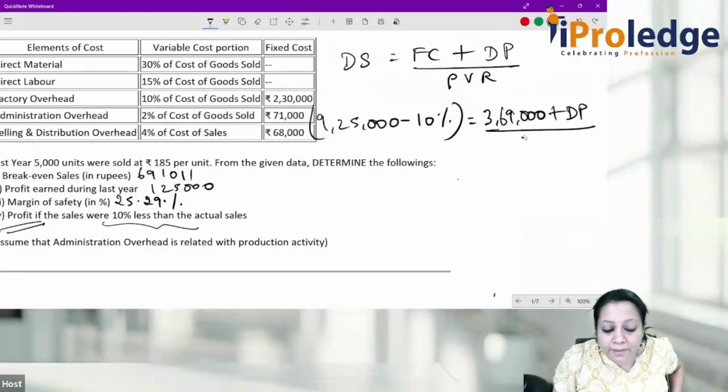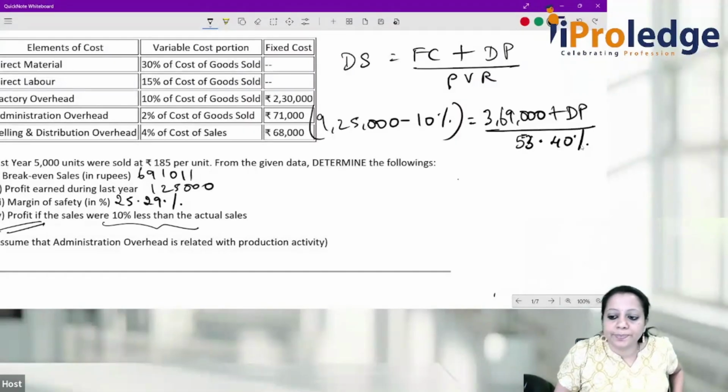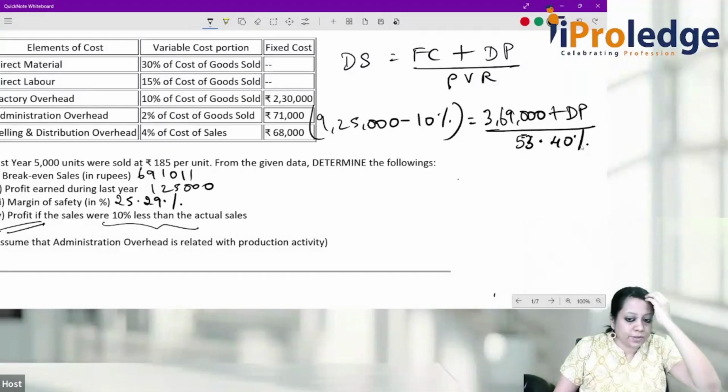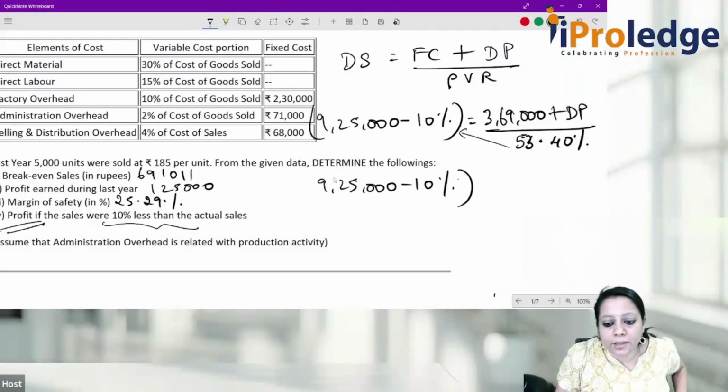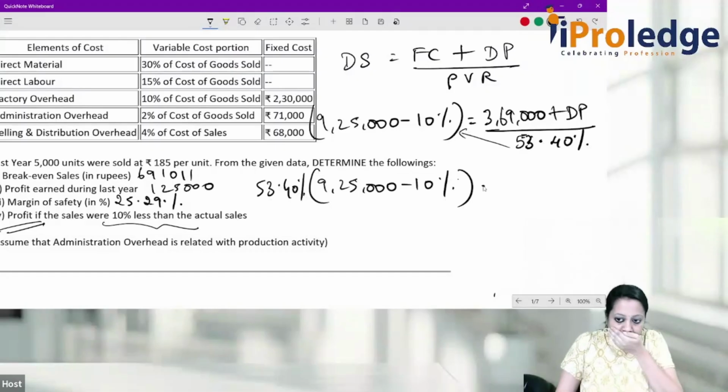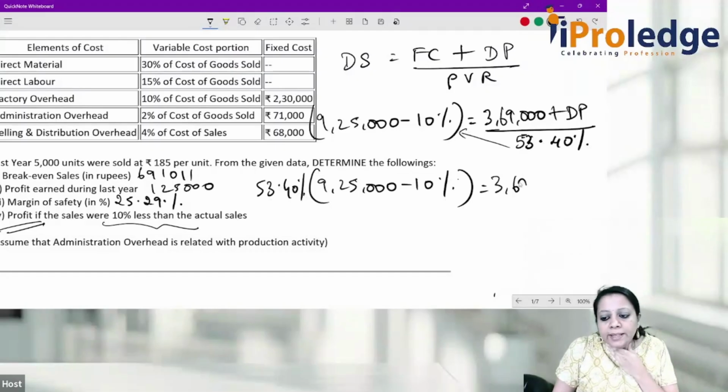What was the PVR? I forgot. 53.40. I thought it was 30%. That was for the previous problem. 53.40. So now we have to cross multiply. That is 9,25,000 minus 10% into 53.4 percentage equals 3,69,000 plus desired profit.